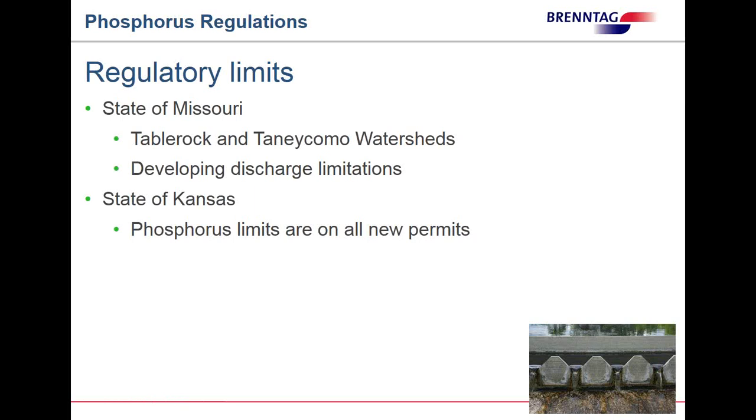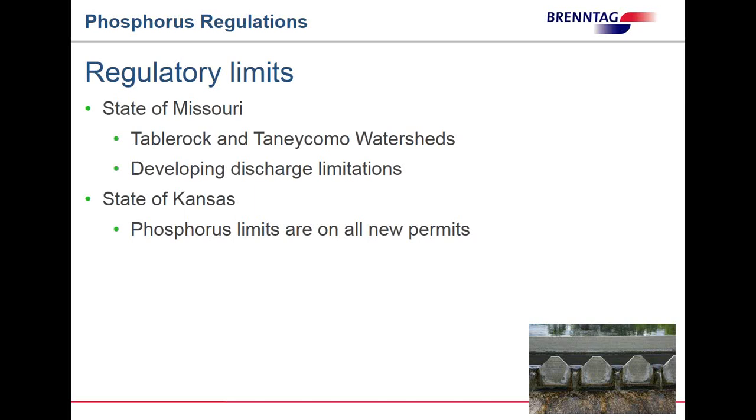Currently, plants with discharge more than 100,000 gallons a day are required to monitor for total nitrogen and phosphorus on a quarterly basis. And then the only plants with a permit limit for phosphorus are located within the Taneycomo and Table Rock Lake watersheds. At this time, not all the dischargers within these watersheds have permit limits, but a phosphorus limit is contained in all new permits.